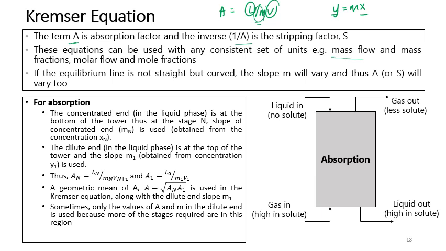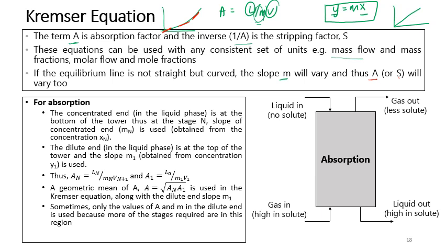So what if the equilibrium line is not straight but curved? What would be the slope m? As I said previously, y equals mx is obviously a straight line. But sometimes your equilibrium line is not straight. Sometimes it may look like this. So you may have a different m at different locations, and thus the slope m will vary, and the value of A or S will also vary.